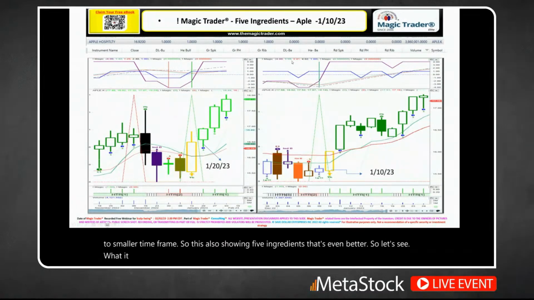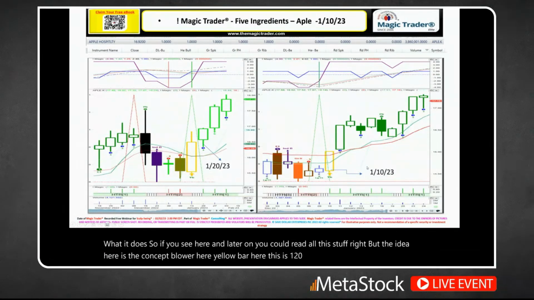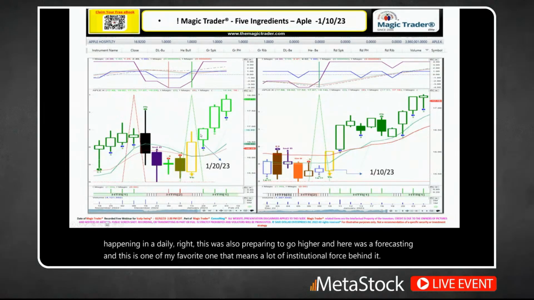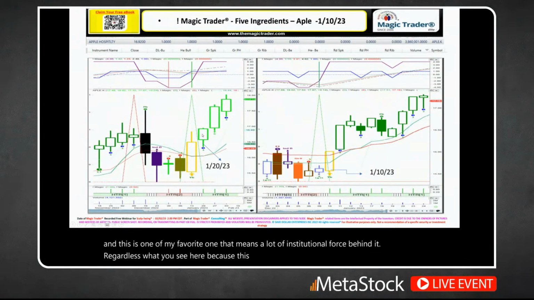So if you see here, right, later on you could read all this stuff. But the idea here is the concept. Yellow bar here, yellow bar here. This is 120. So a week when this was happening in a daily, right, this was also preparing to go higher. And here was a forecasting. And this is one of my favorite ones. That means a lot of institutional force behind it, regardless of what you see here, because this is really pushing to the upside.